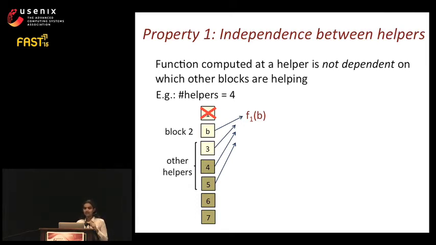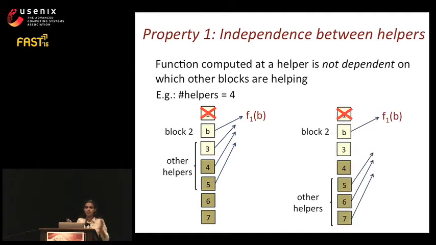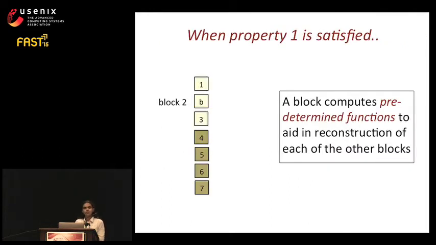So in this case, when 3, 4 and 5 are the other helpers, block 2 transfers the function F1. This property requires that when the other helpers are different, block 2 still transfers F1 in order to reconstruct block 1. So what this means is that when property 1 is satisfied, each block has a predetermined function that it transfers to reconstruct each of the other blocks. So block 2 sends F1 to reconstruct block 1, F3 for block 3, and so on.